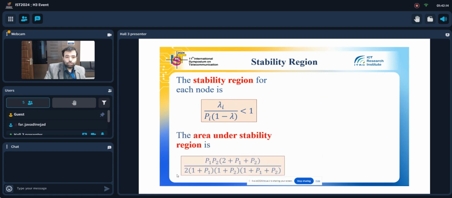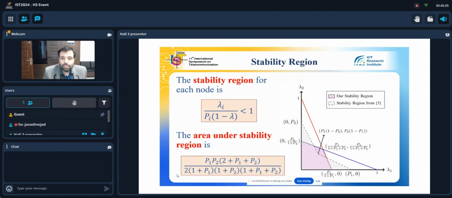We also derive the area under the stability region. The larger the area under the stability region is, the more stable that network is. We drew this stability region, and we can see that this polygon in here, the colored one, is the stability region for that network. It's a function of P1 and P2, which are the transmission probabilities, and any arrival rate outside this area is going to make one of those nodes unstable.